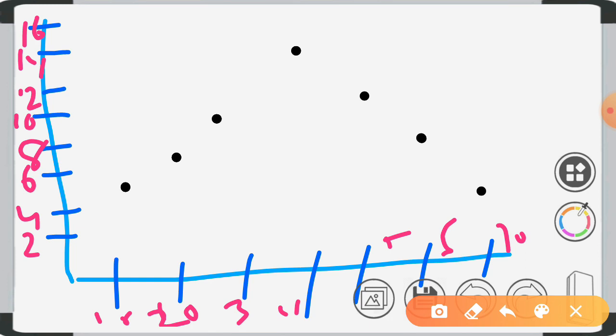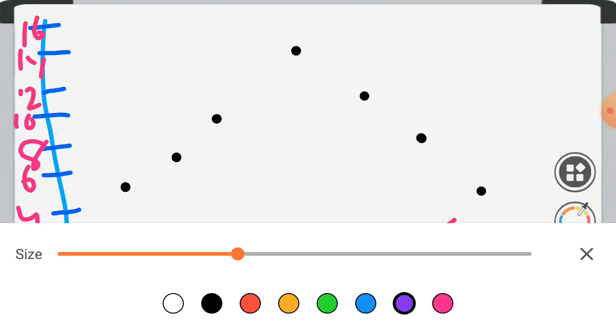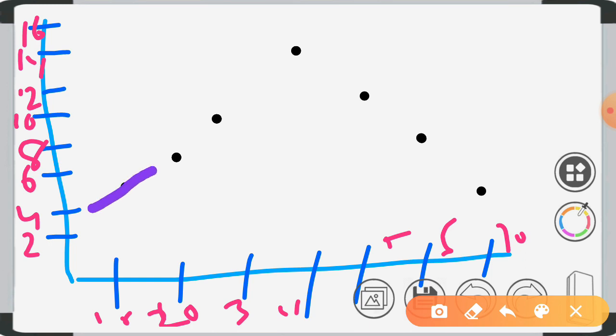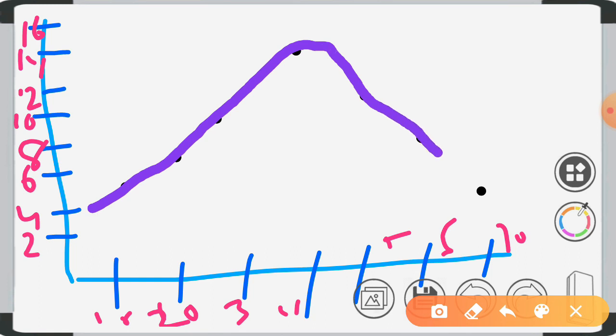So now we can draw the frequency curve. This frequency curve is drawn by smooth lines only. The main difference between the frequency polygon and the frequency curve is that the frequency polygon is drawn by straight lines, and the frequency curve is drawn by smooth lines only.